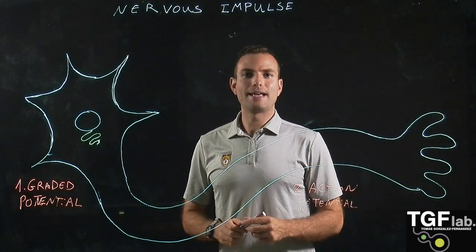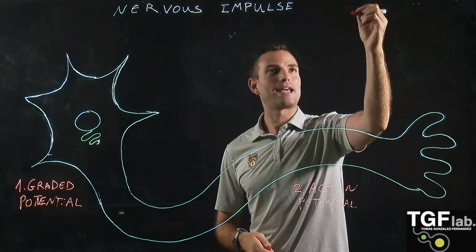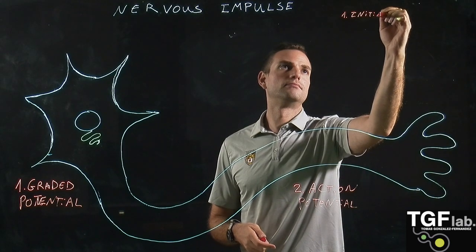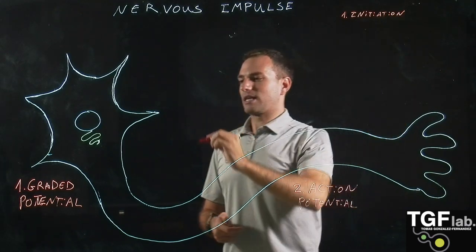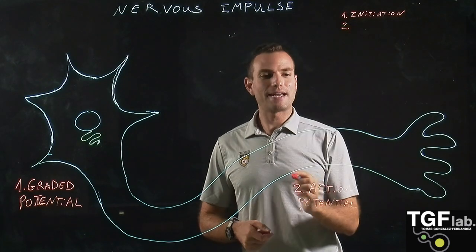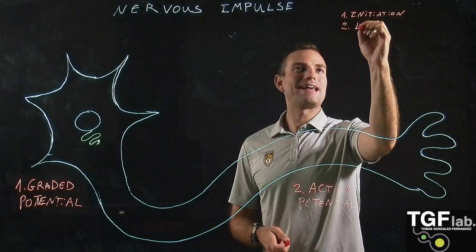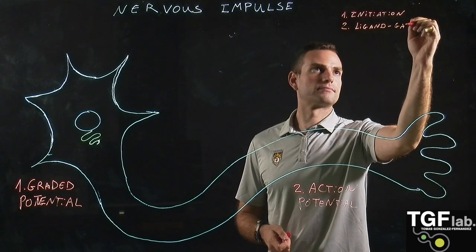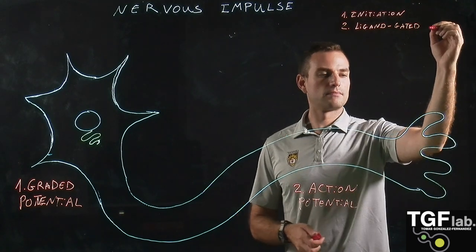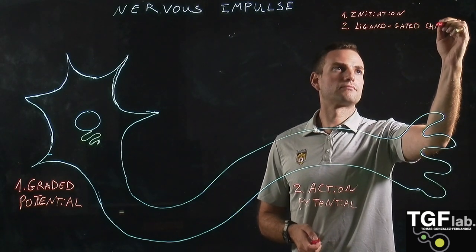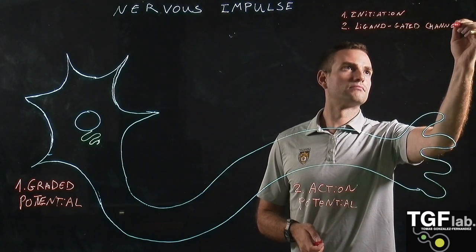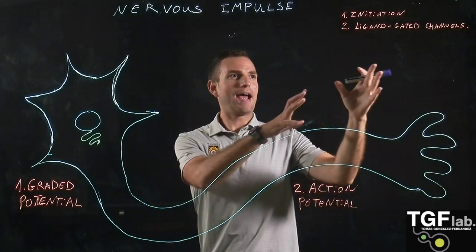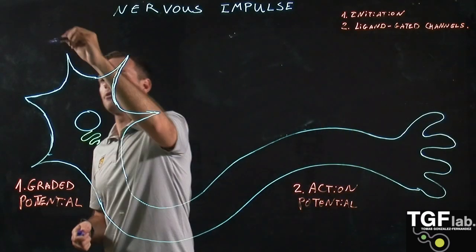So the graded potential has different characteristics. The first characteristic is that it is the initiation of the nervous impulse. And the second characteristic is that this initiation depends on ligand-gated ion channels. So these ligand-gated ion channels, I'm going to focus on that now.